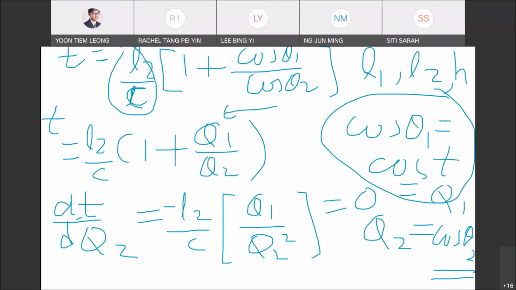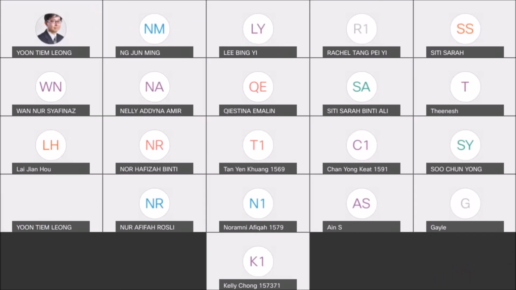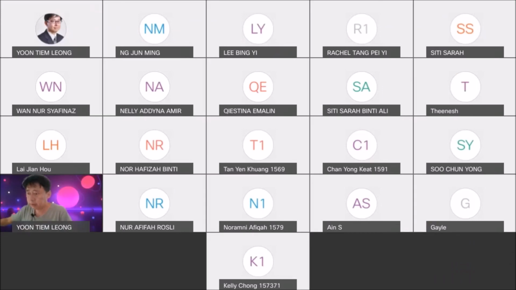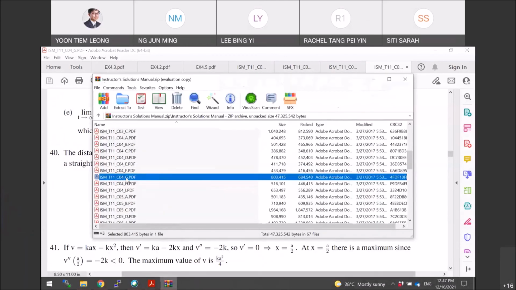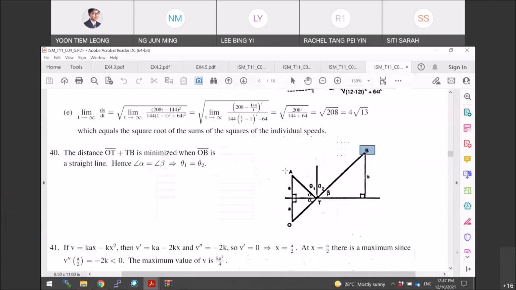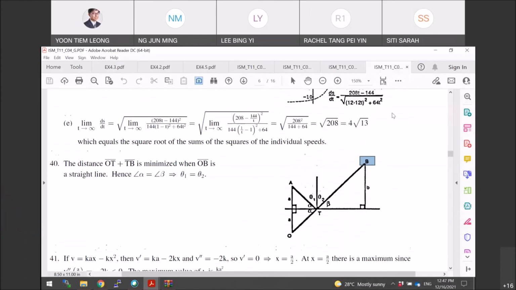The screen I'm looking at is the solutions, the solutions from the ISM. I think the file is this C04G PDF. Okay, so this is the solutions. It constructs the geometry of the light path from A to T and from T to B. Right? And this is angle θ1 and θ2.